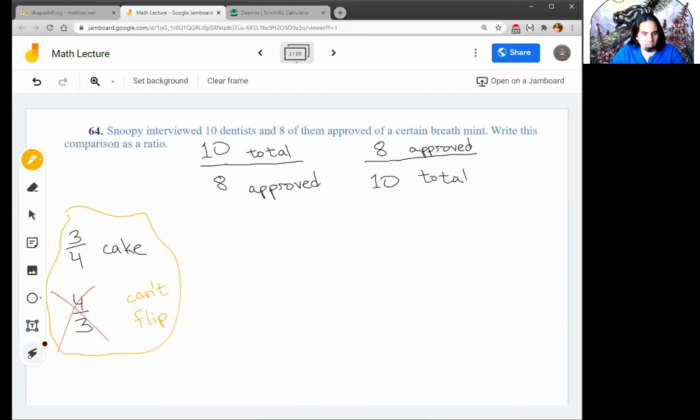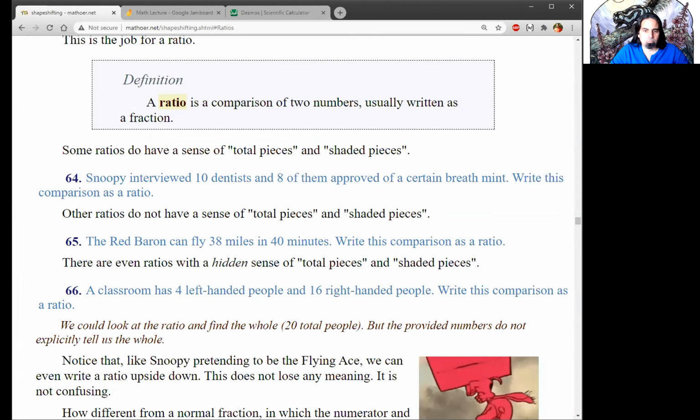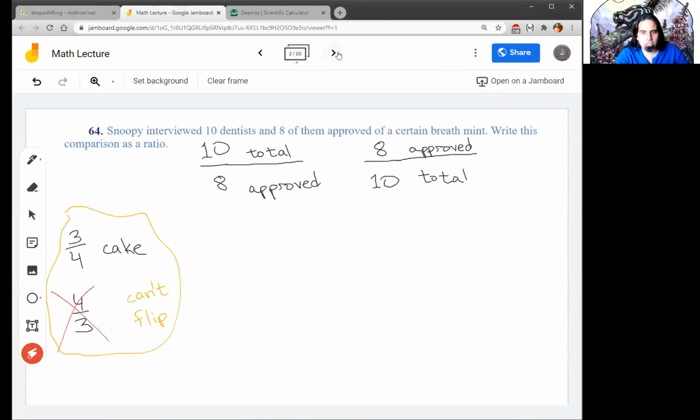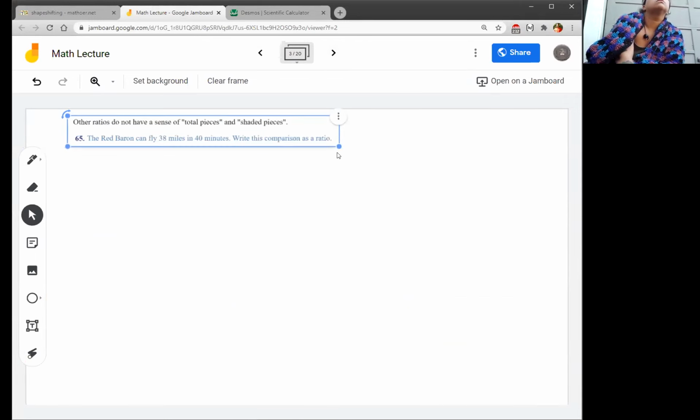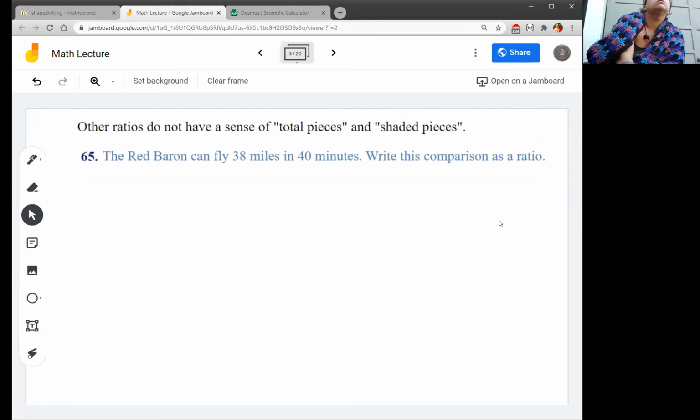There's more than just a comparison happening here. Other ratios don't have a sense of total pieces and shaded pieces. So the Red Baron can fly 38 miles in 40 minutes. How would I write that one? Again, don't think too hard.